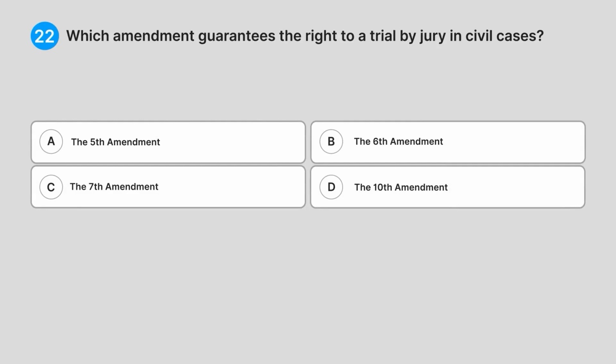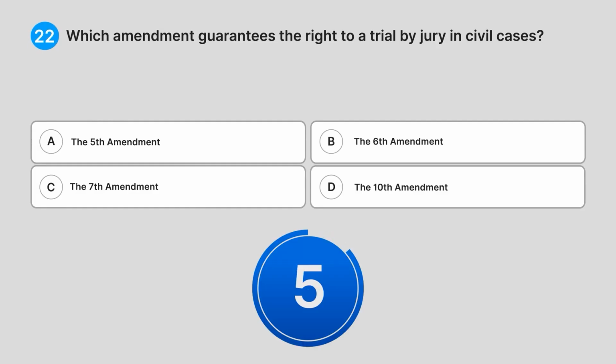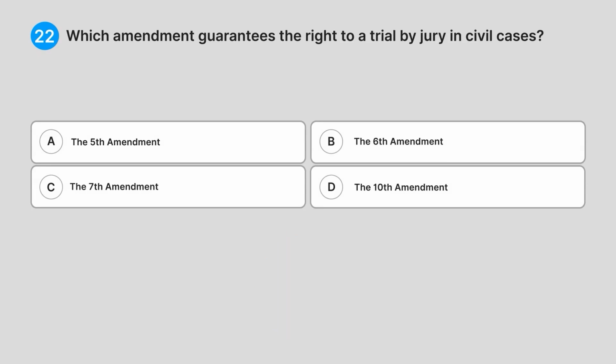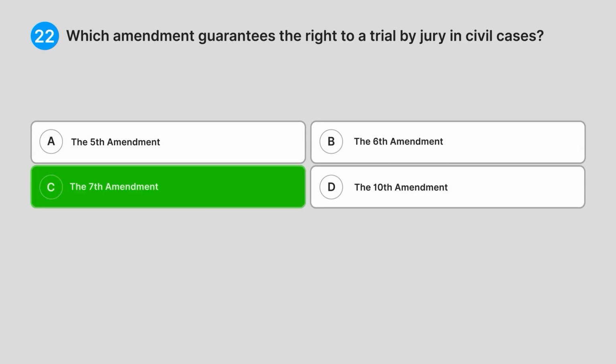22. Which amendment guarantees the right to a trial by jury in civil cases? A. The Fifth Amendment. B. The Sixth Amendment. C. The Seventh Amendment. D. The 10th Amendment. Can you guess the answer? Correct answer, C. The 7th Amendment.